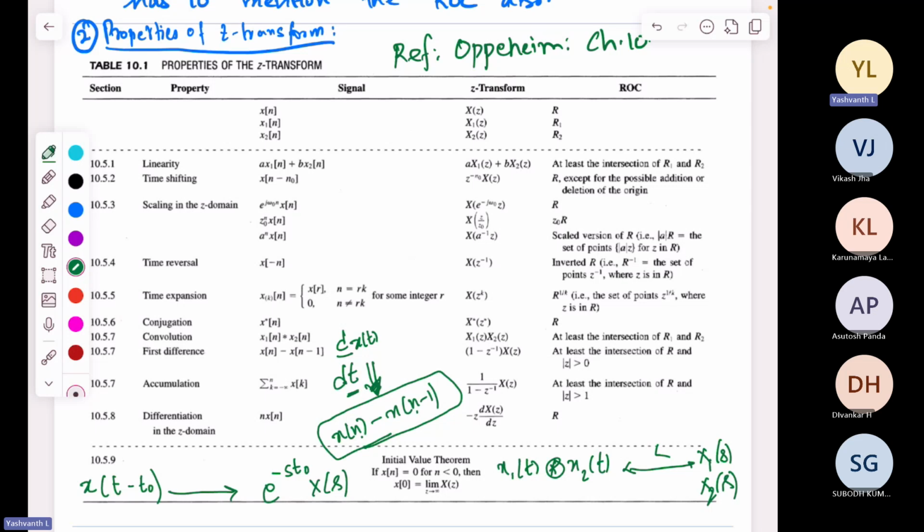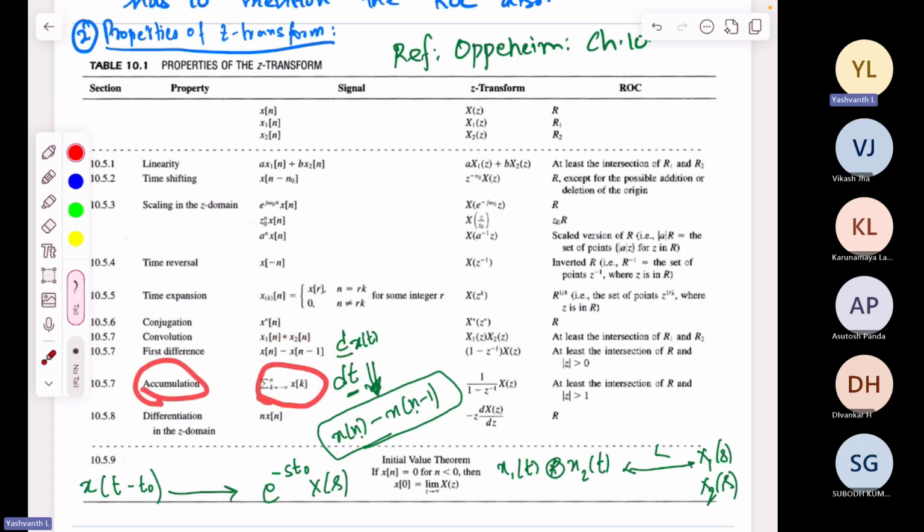So basically this first difference property is like the differentiation property of your Laplace transform. What this property in z transform says is that if x of n has the z transform X of z, then x of n minus x of n minus 1 will have the z transform 1 minus z inverse times X of z.